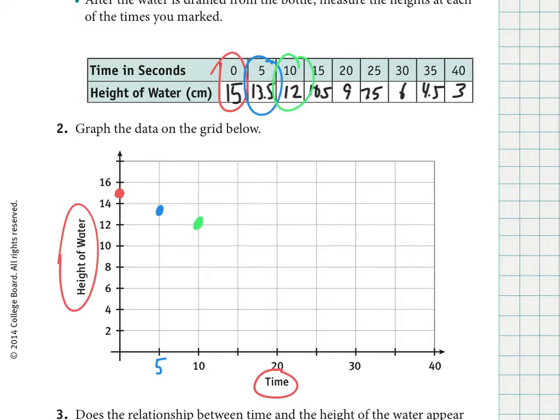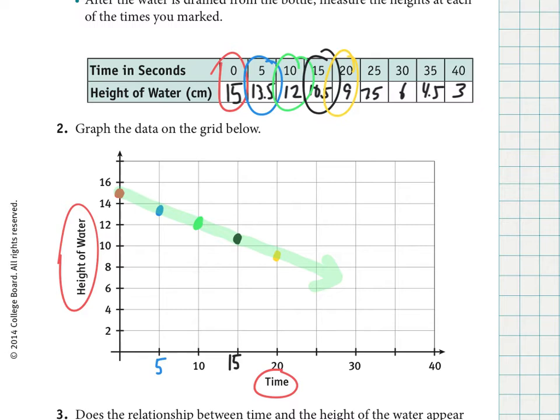Let's just do a couple more. 15 seconds. So 15 would be right in there. It would be at 10.5. And let's just do one more here. At 20 seconds, let's say the height is 9. So right between the 8 and the 10. And that would appear to look kind of linear, right? Kind of got this constant steepness, constant slope going on. And it's a negative slope this time.